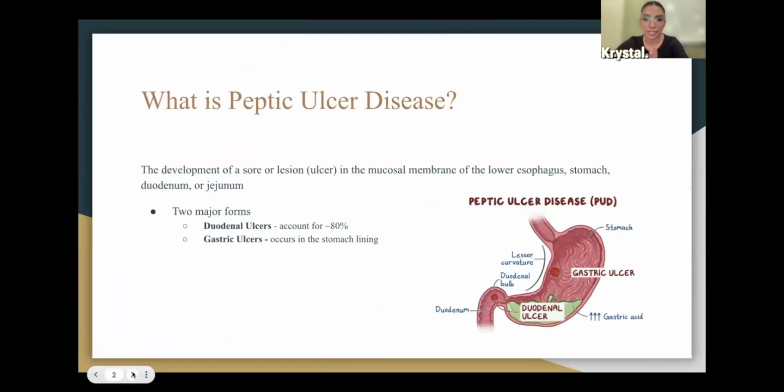So what is peptic ulcer disease? This is the development of a sore or lesion, also known as an ulcer, in the mucosal membrane of the lower esophagus, stomach, duodenum, or jejunum. There are two major forms of peptic ulcers. Duodenal ulcers account for 80%, and gastric ulcers occur in the stomach lining.